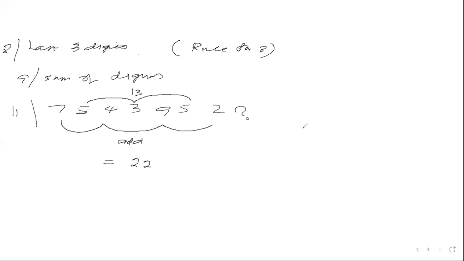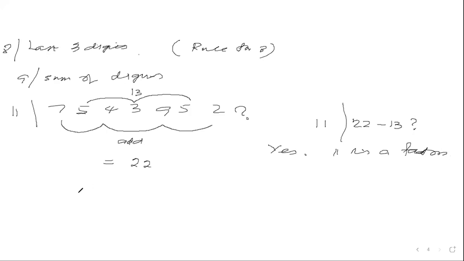Then you subtract the smaller one from the larger one, and you ask whether 11 is a factor of that. If yes, then 11 is a factor. Otherwise, it's not a factor. So this is a very quick way of determining whether a number is divisible by 11 or not.